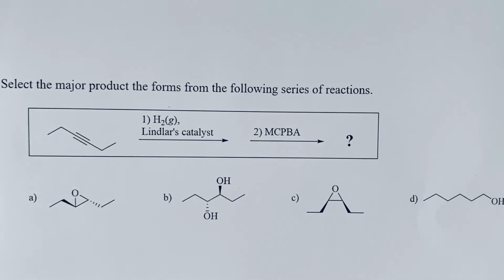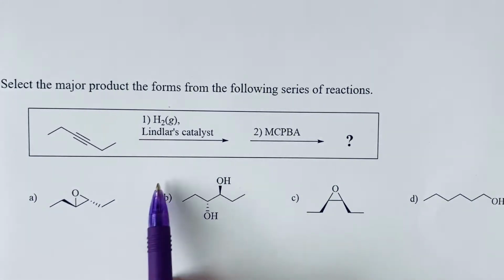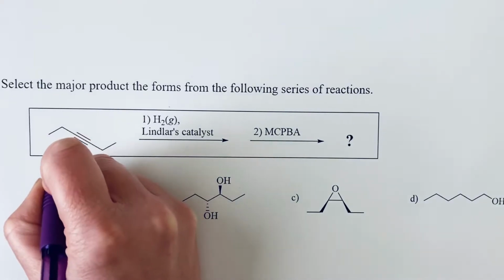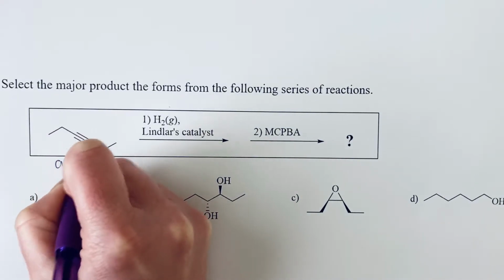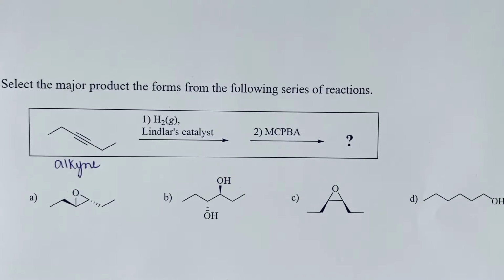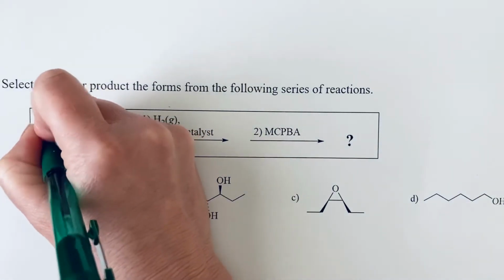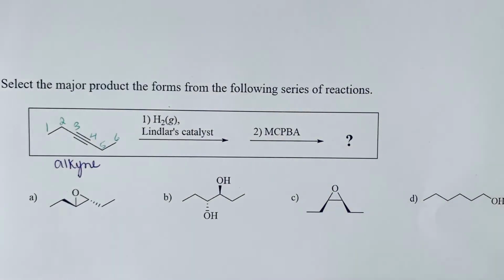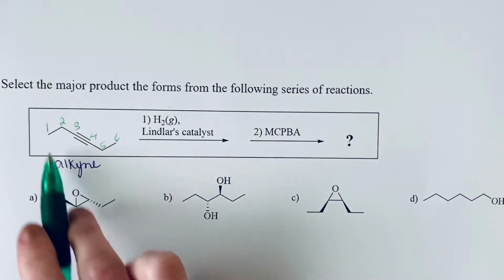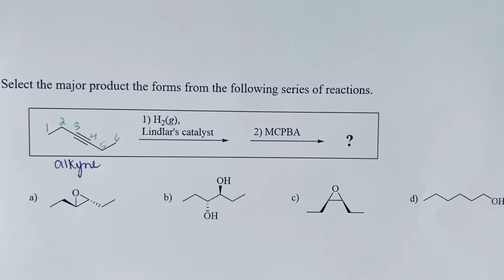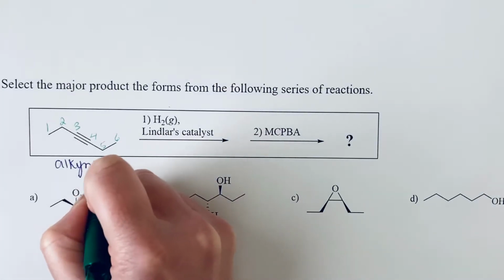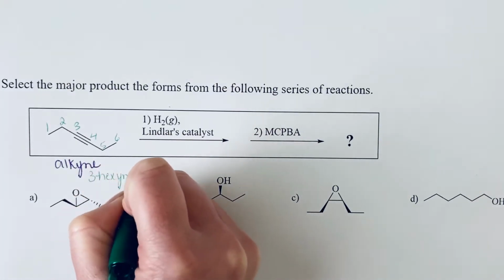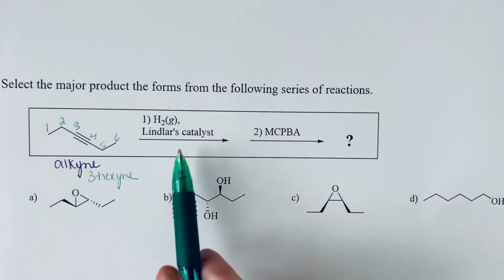Select the major product that forms from the following series of reactions. So we see that our starting material here is an alkyne. And we should also count the carbon atoms that we have. So we can see we have 1, 2, 3, 4, 5, 6. And no matter which way we numbered this, we'd hit that triple bond at carbon 3. So this is 3-hexyne. And so we want to take it through these series of reactions.